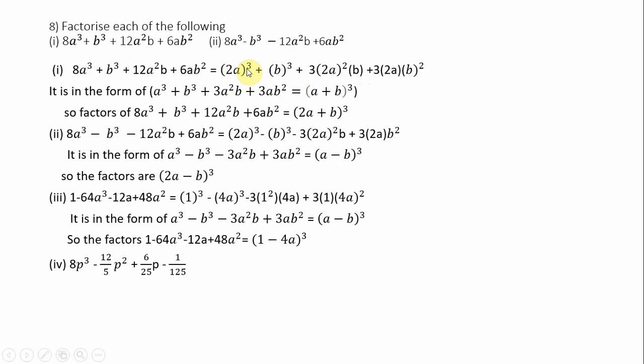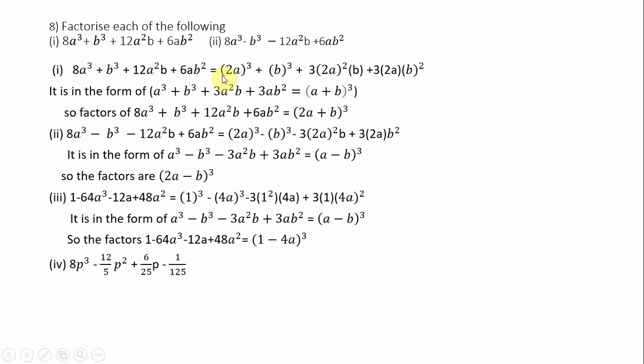Understand? So it is equal to 8a cube plus b cube plus, always first you open the bracket and then you multiply. 2a whole square becomes what? 4a square. Now 4a square into 3 is equal to how much? 12. So it is 12a square b plus 3 twos are 6, 6a into b square is equal to 6ab square. Means if you can convert the given expression like this, it is in the form of a cube plus b cube plus 3a square b plus 3ab square, which in turn can be written as a plus b whole cube. As they are all positive, you write it as a plus b whole cube.